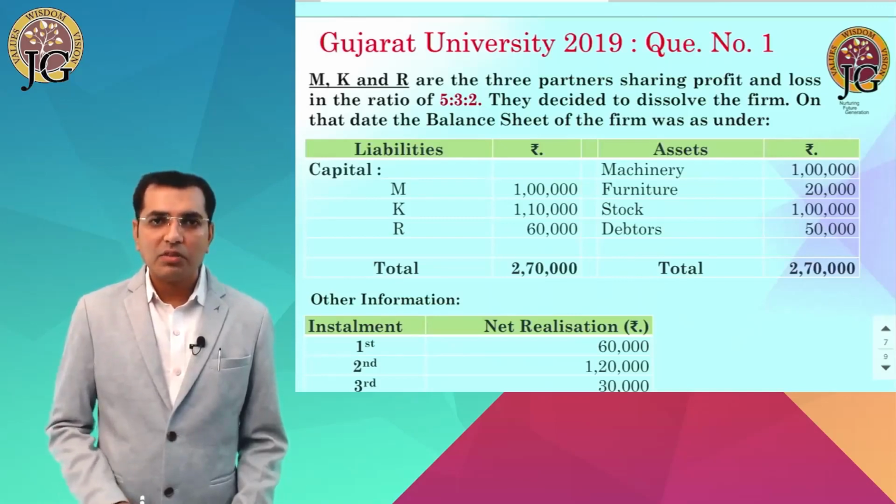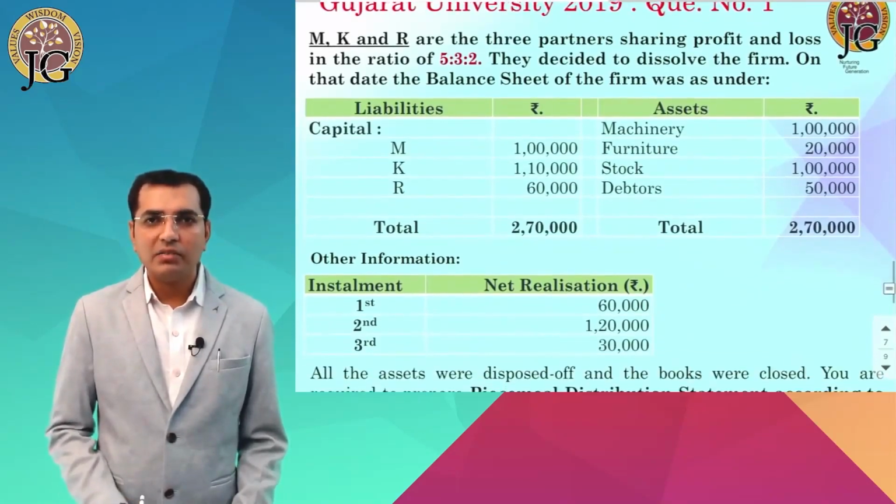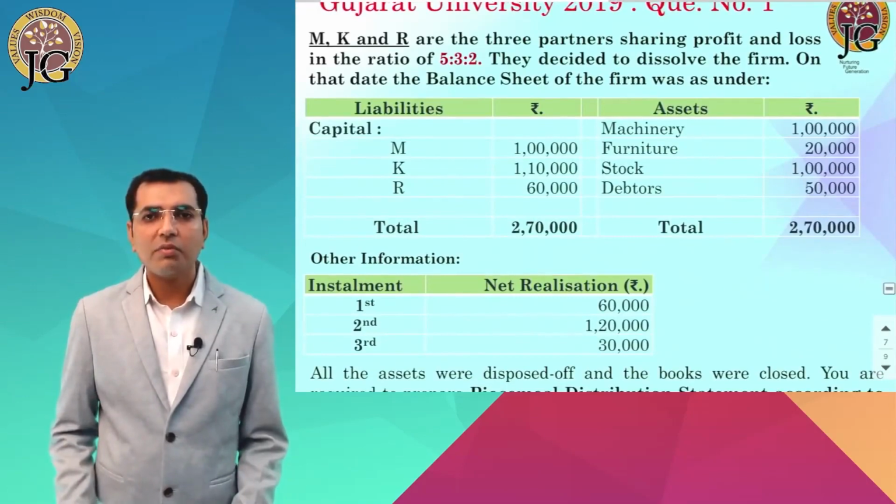This is the maximum loss method sum where three partners are there. They are sharing the profit and loss in the ratio of 5:3:2. They decide to dissolve the firm.